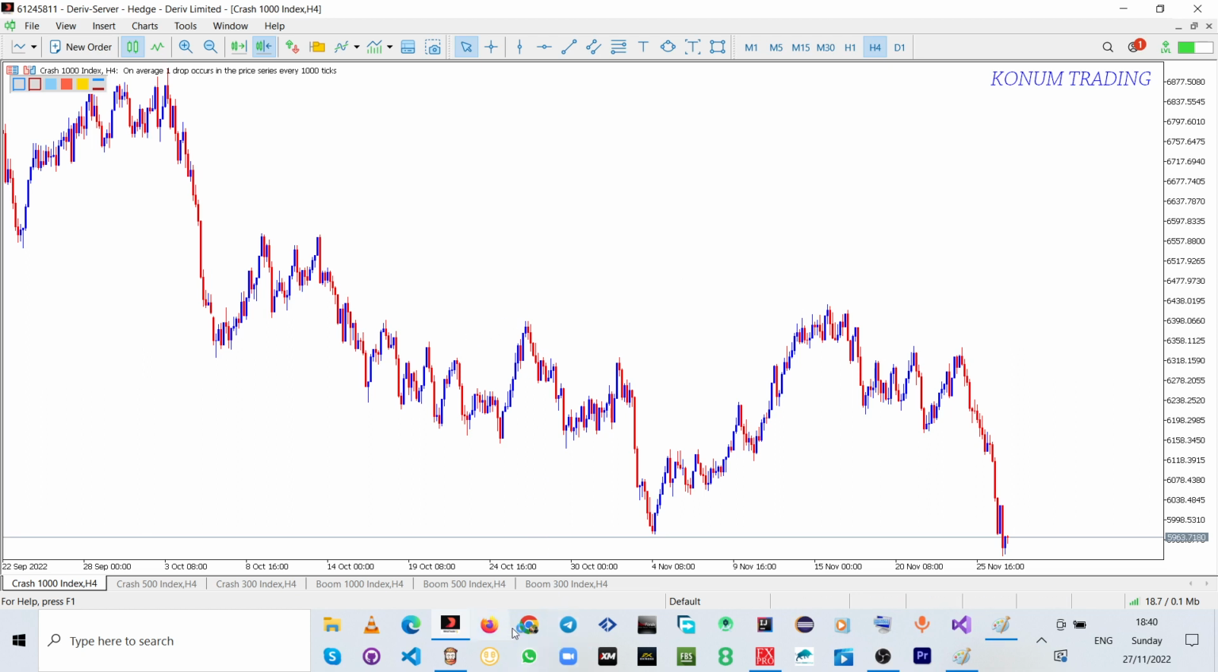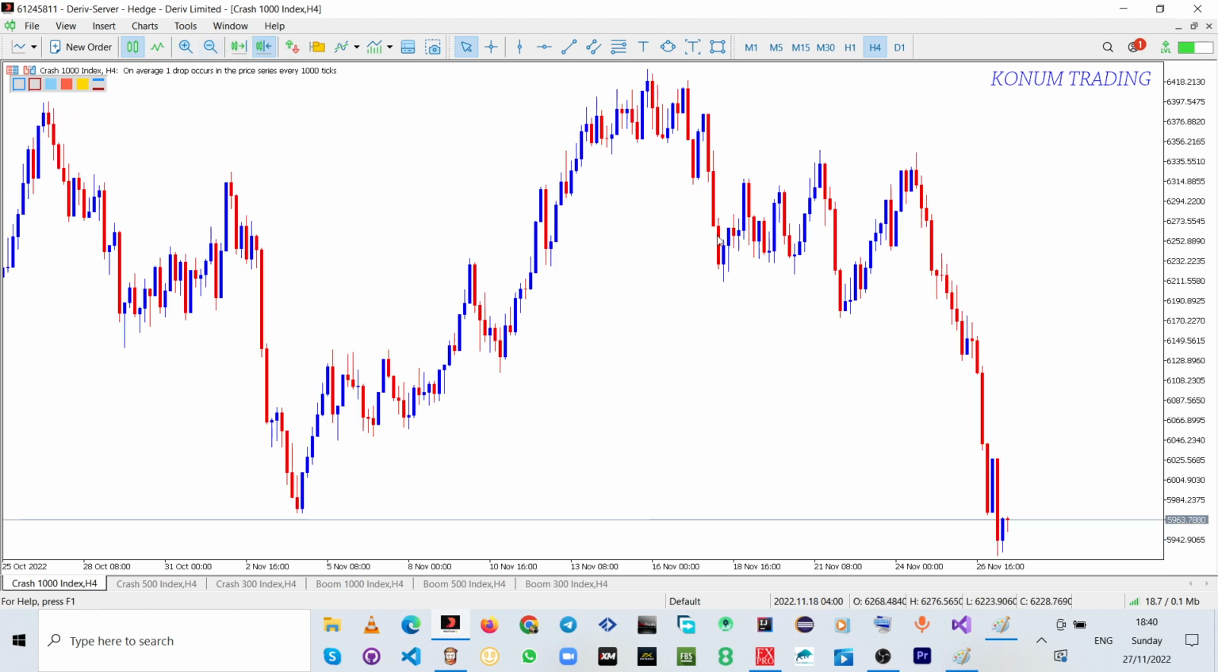So in the first chart that I have opened right here, I'm going to be showing you the first trade according to our rules. We are on H4 already, and we're now looking. The first rule was to only sell Crash 1000, 500 and 300, and to only buy Boom 1000, 500 and 300. That's the first rule. The second rule is to look for zones on the H4 time frame, always H4.